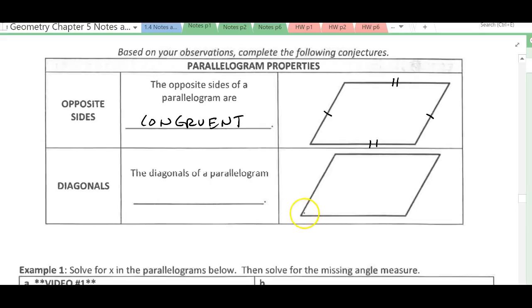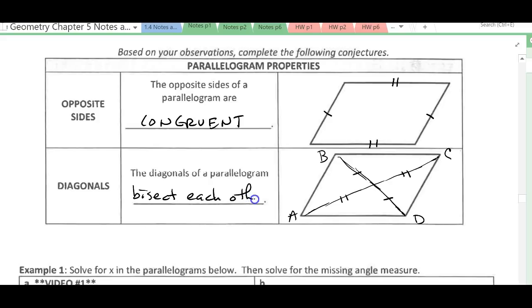And let's talk about the diagonals. If I draw in the diagonals here, now a common mistake here is to say that the diagonals are congruent, but hopefully you can see how this diagonal, let's label this A, B, C, D, diagonal AC is going to be longer than BD, right? But these diagonals do divide each other equally, so the diagonals of a parallelogram bisect each other.